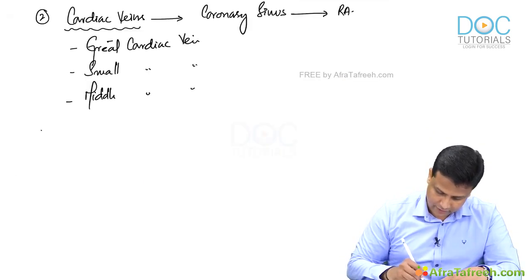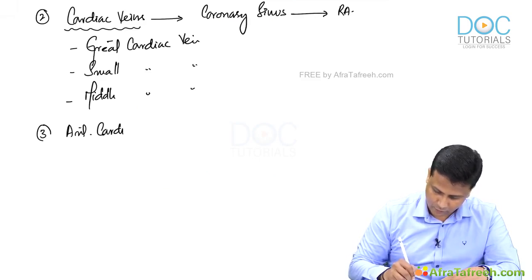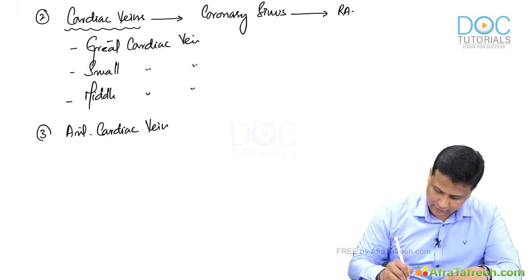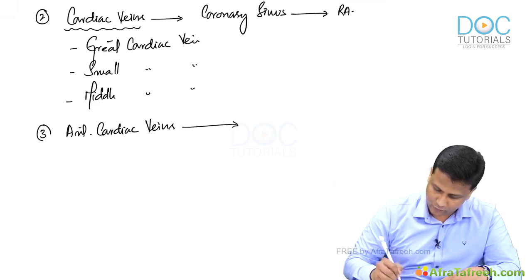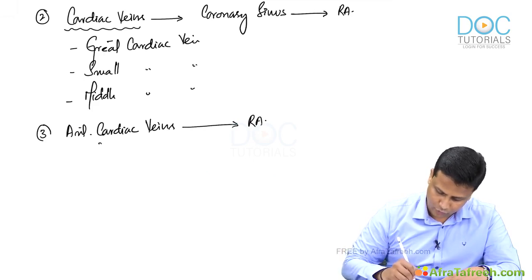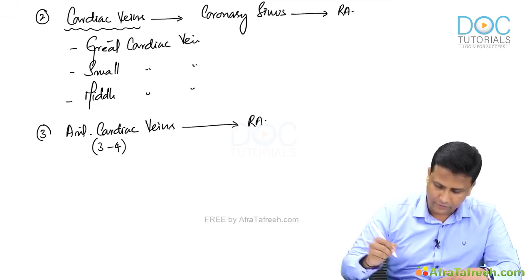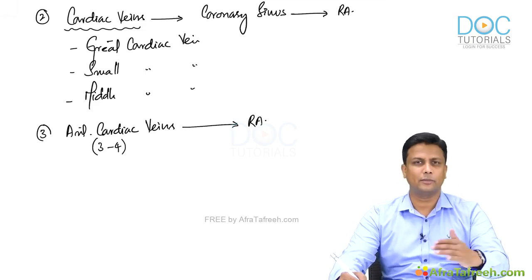So what is an exception here, sir? Number 3, there will be anterior cardiac veins. And remember, anterior cardiac veins will directly drain the blood into which chamber of the heart? Into the right atrium, guys. And there will be like 3 to 4 in number. There will be 3 to 4 anterior cardiac veins. That's all. You have to remember these points.